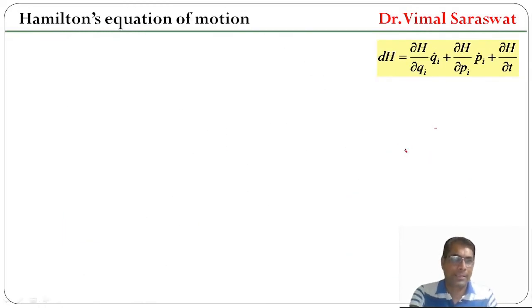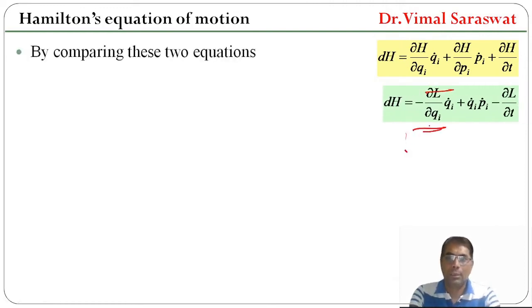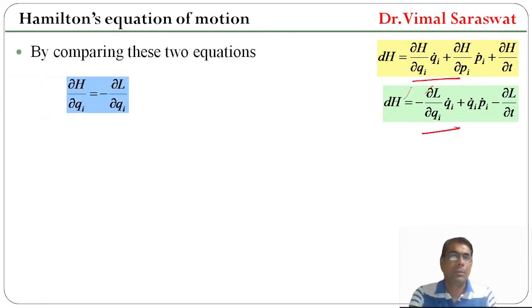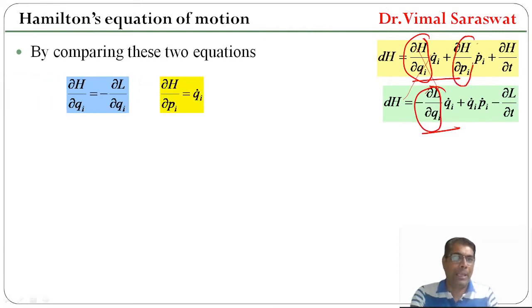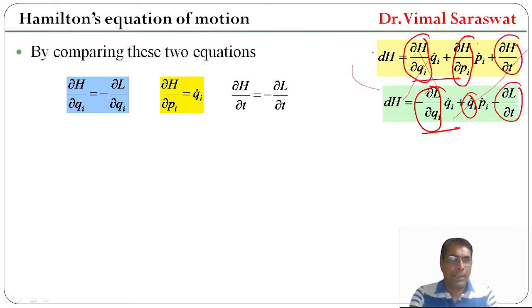Since this is dH and this is also dH, by comparing these two equations, we get del H upon del qi equals minus del L upon del qi, del H upon del pi is equal to qi dot, and del H upon del t equals minus del L upon del t.